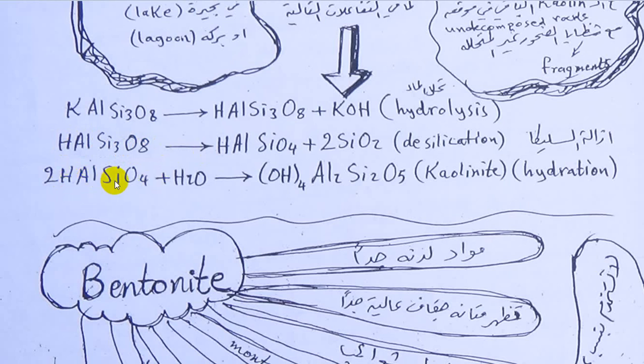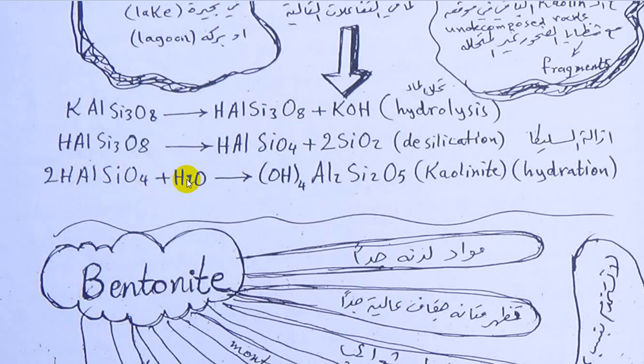So 2HAlSiO4 plus H2O will result exactly here. The 2HAlSiO4 resulting from the second step, as you can see in front of you, is going to be combined with water in the form of hydration. This step of the delivery technique is going to be called the step of hydration, by associating the compounds resulting from the second step with water.